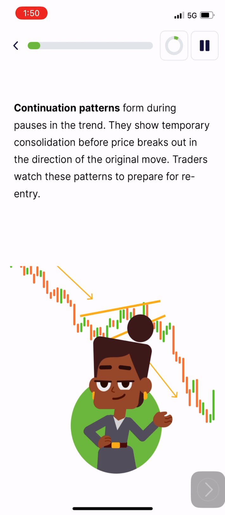Continuation patterns form during pauses in the trend. They show temporary consolidation before price breaks out in the direction of the original move. Traders watch these patterns to prepare for re-entry.